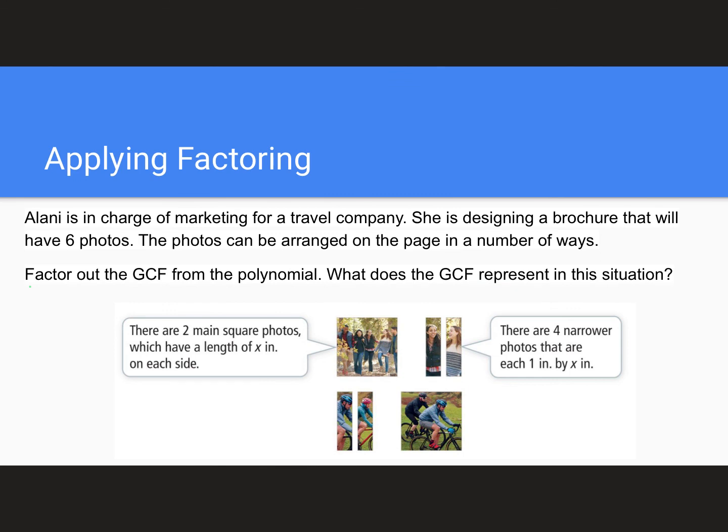So they asked you to factor out the GCF for the polynomial. What does the GCF represent in this situation? Remember we said it was 2x times x plus 2. What does the greatest common factor represent? It would represent the tallest or widest we could make it, depending on which direction you said that was.